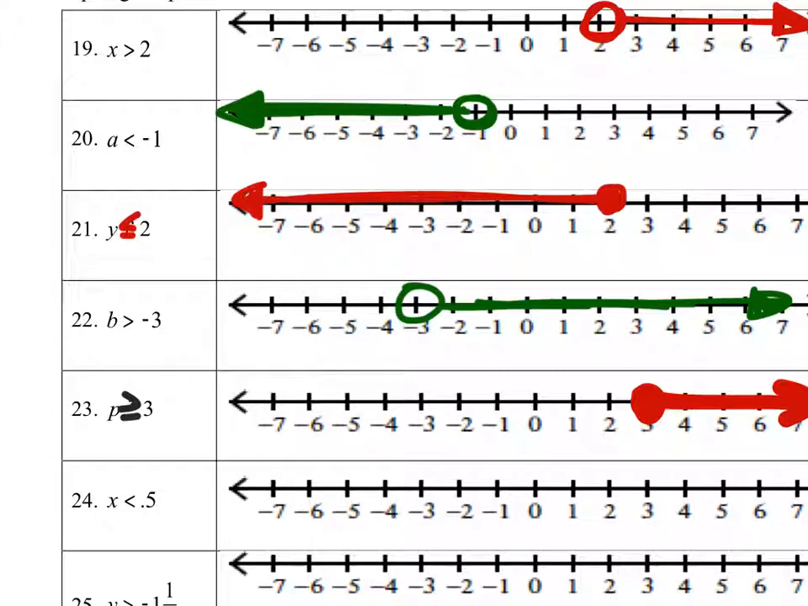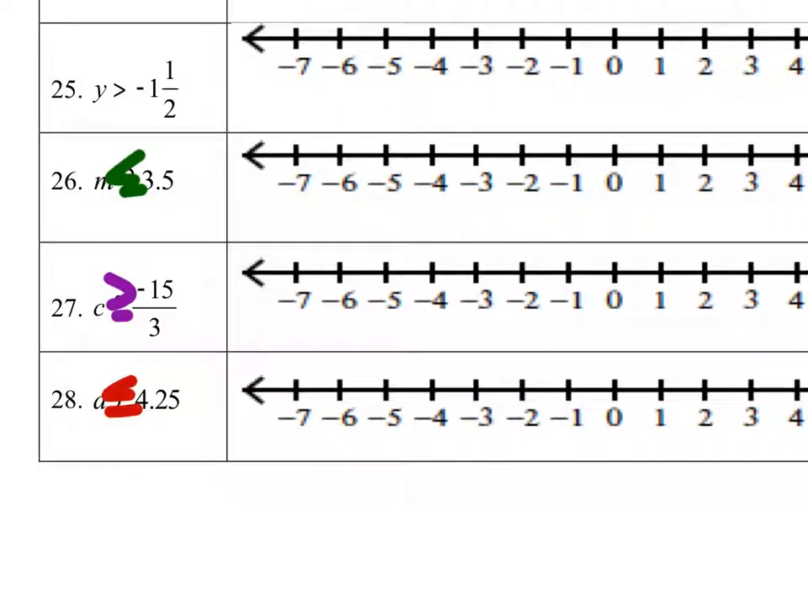24, that's at 0.5. That's a half. So open or closed at a half? Open. Open at a half, about right there. Going to the left. Very good. How do you know it's left? All right, 25. y is greater than negative 1.5. Open or closed? Open. It is open, going to the right because it's eating the y.